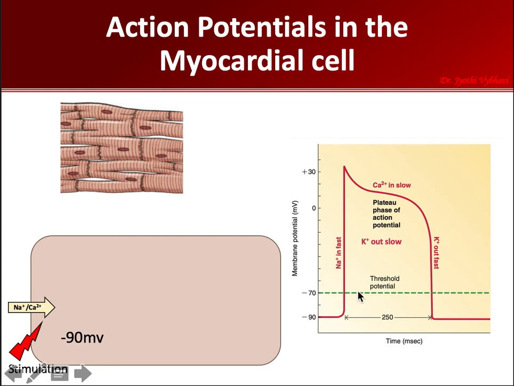So minus 70 is taken as a threshold potential. So what is this threshold potential? Whenever these ions come in so much that the negativity becomes a little less and becomes minus 70, what happens at that time? At that time, some very important channels open, that are voltage sensitive sodium channels. They are dependent on this voltage.